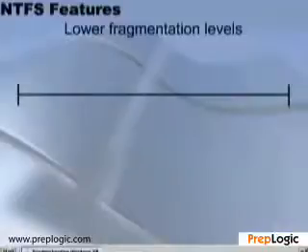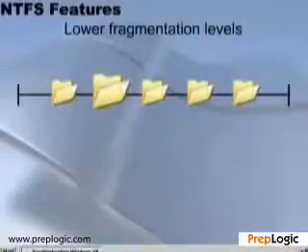The very design of the NTFS file system actually lowers fragmentation levels because it does something called padding for every file it puts on the drive. In other words, it reserves a little bit of extra space on the drive in case it's needed by that file to grow later on.